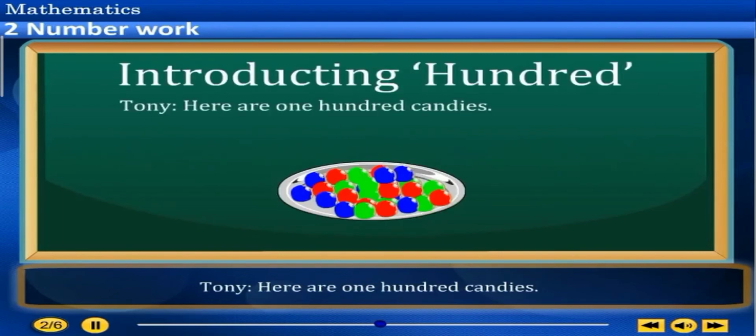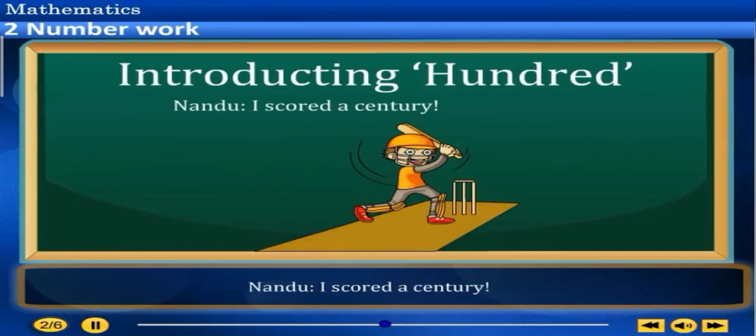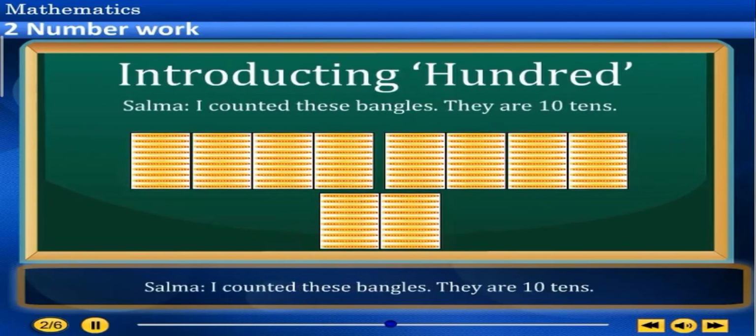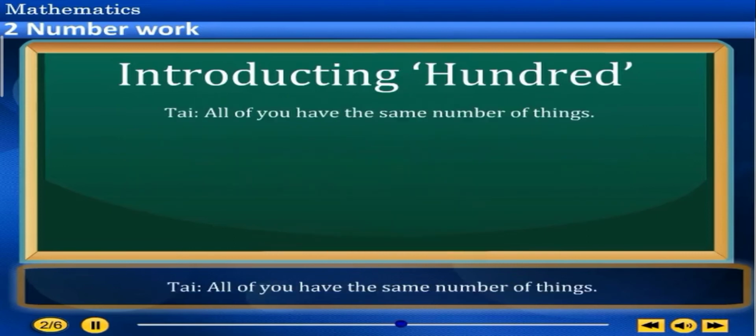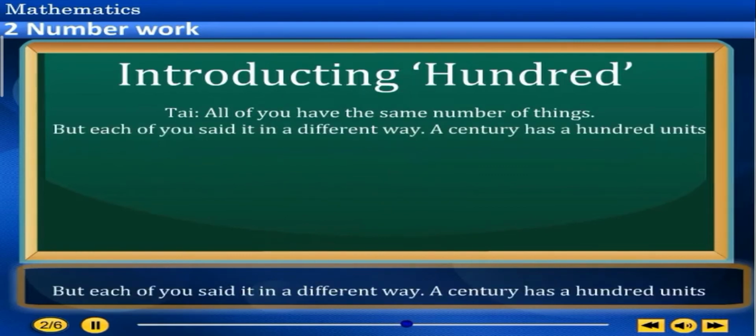Introducing 100. Tony: Here are 100 candies. Nandu: I scored a century. Salma: I counted these bangles. They are 10 tens. Sonu: I bought 100 oranges. Teacher: All of you have the same number of things, but each of you said it in a different way.